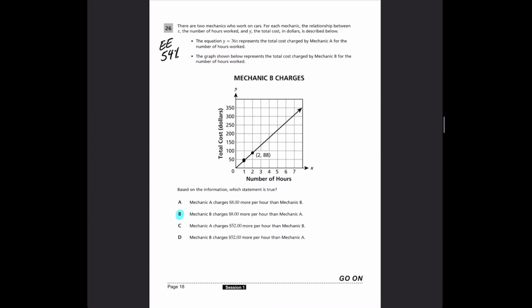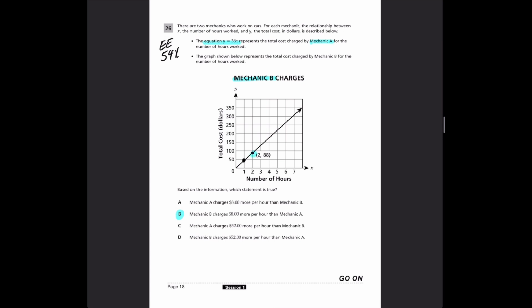Here's our answer for 26. It's a rate question. It's an EE question. And we have two equations going, one in an equation, one in a graph. And we're looking for which statement is true. Our equation is y equals 36x. That's how much the first mechanic charges, mechanic A. And mechanic B, I'm looking at these points here.